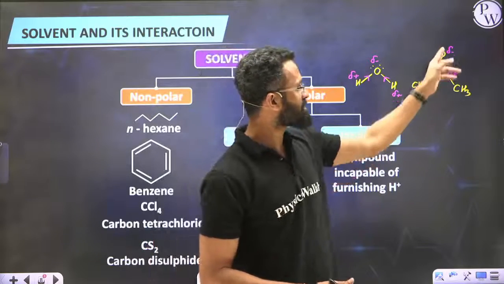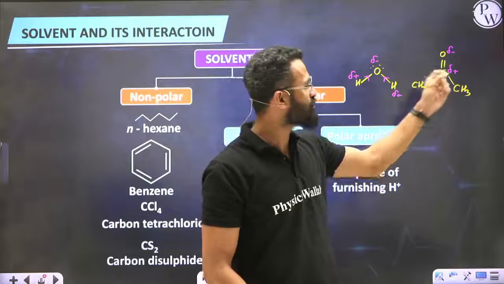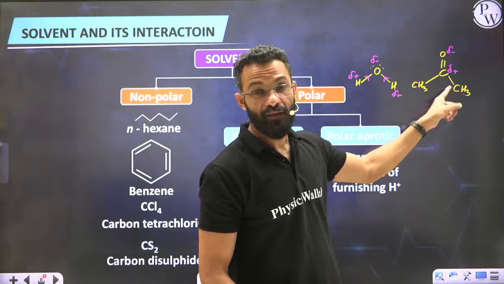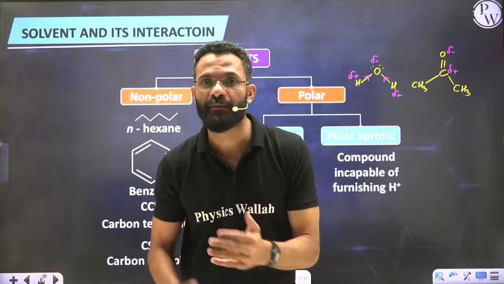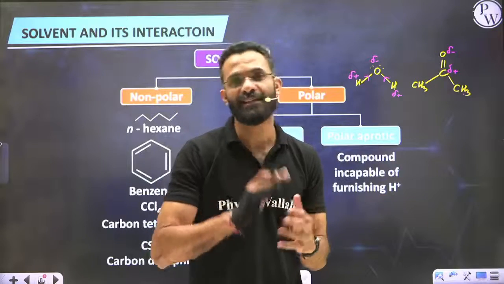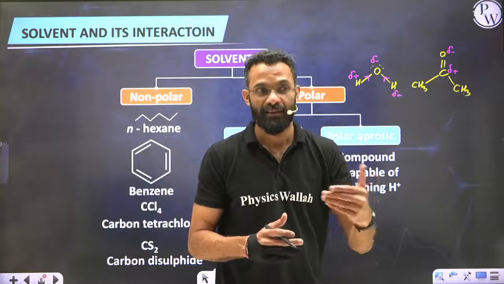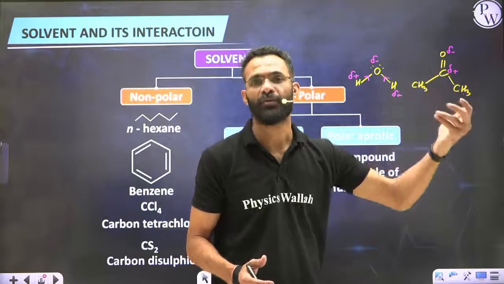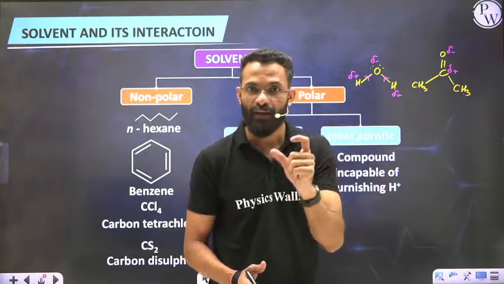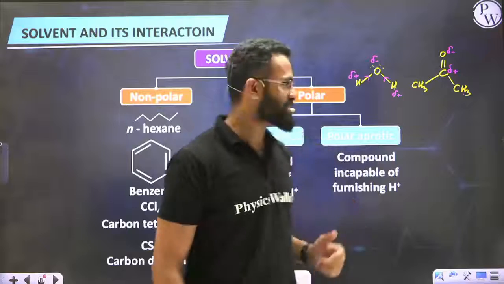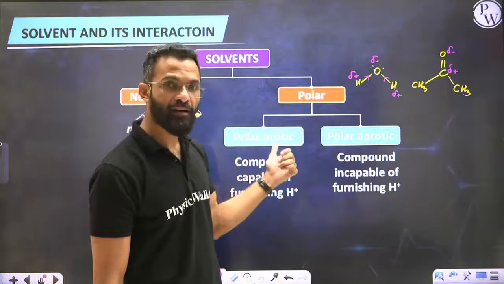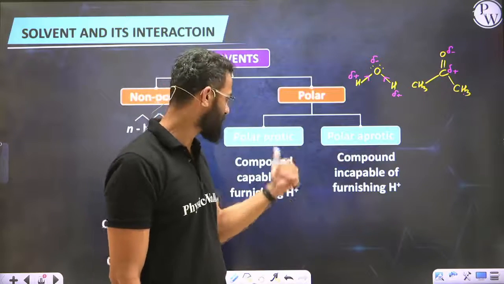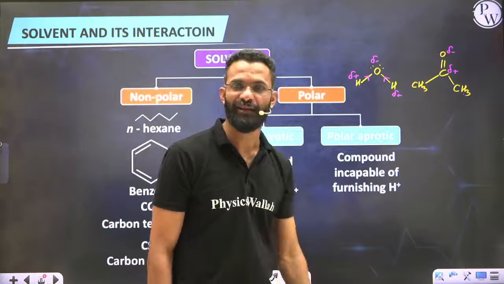Whereas here, there is just a polarization, but I don't see anywhere hydrogen connected to a more electronegative atom. Here there is hydrogen, but it is connected to carbon. We want hydrogen to be connected to a more electronegative atom like oxygen, nitrogen, fluorine. In that case, hydrogen can be lost in the form of proton. Then you can call it protic. But here, there is just a polarization, not capable of donating proton. So you call it aprotic, polar aprotic solvent. Hence, we say polar solvents are of two types, polar protic and polar aprotic. The one which is capable of donating or furnishing proton, meaning H plus ion, is protic, and the one which cannot, you call aprotic.